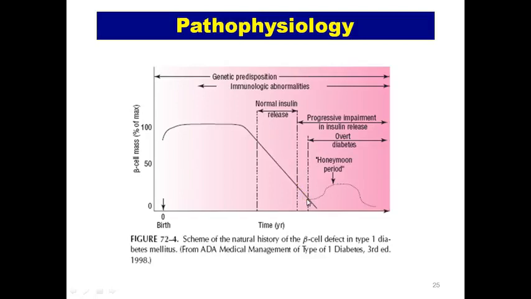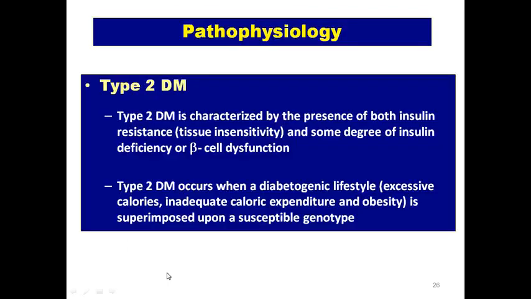So when type 1 diabetics are discovered, when they are presenting with diabetic ketoacidosis or with any symptoms, their 80 to 90% beta cell mass is gone. So they will need the treatment at any cost. They have to be started on treatment.